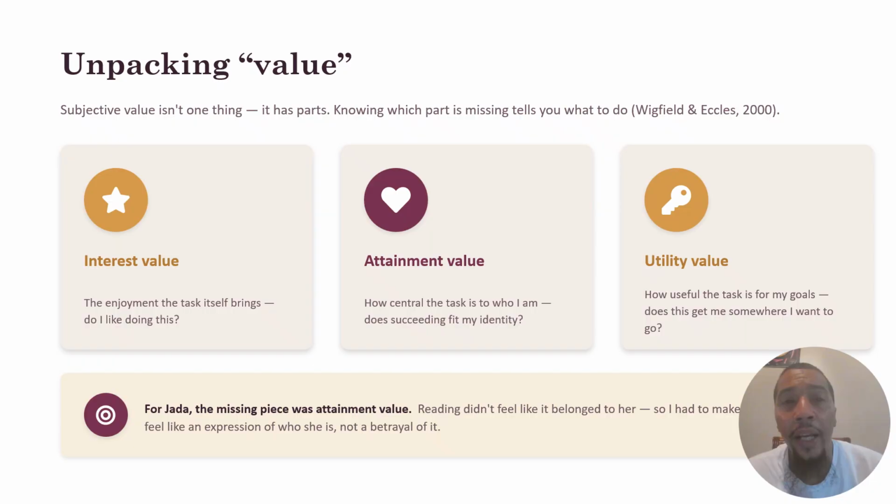Value isn't a single dial. It has parts, and knowing which part is low tells you what to do. There's interest value, the plain enjoyment of the task. There's attainment value, how central the task is to you. Does succeeding even fit your identity? And there's utility value, how useful the task is for goals you care about. For Jada, the missing piece wasn't mainly interest or utility, it was attainment value. Reading simply didn't feel like it belonged to her. So my job wasn't to sell her on phonics, it was to make succeeding feel like an expression of who she is rather than a betrayal of it.